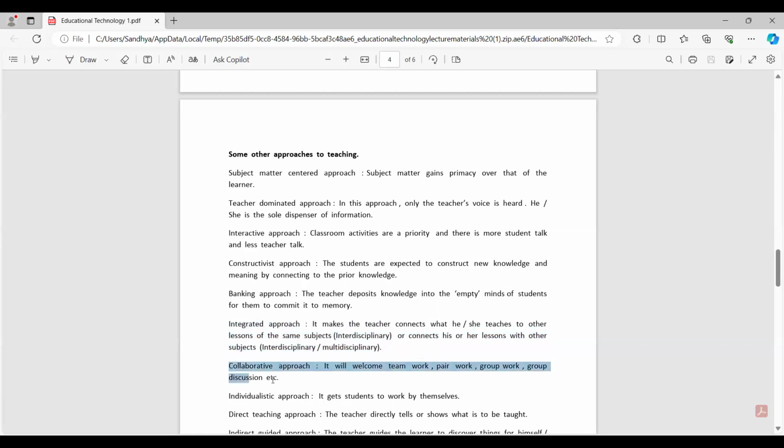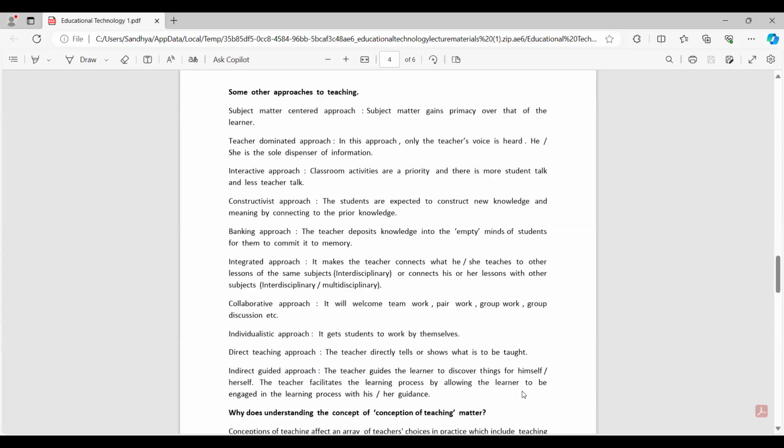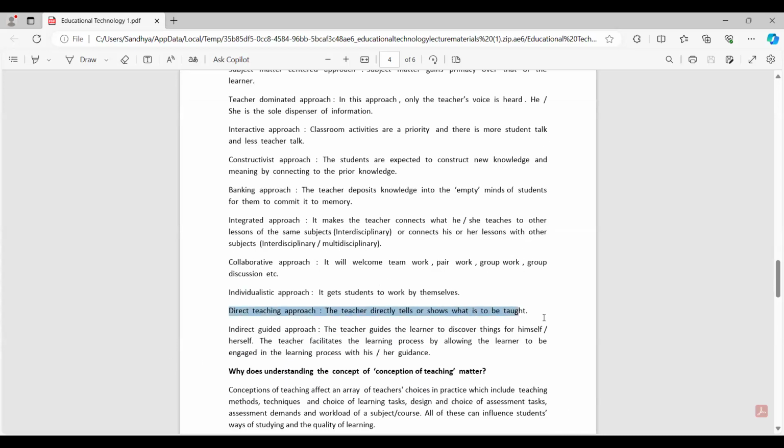Then collaborative approach. It will welcome teamwork, pair work, group discussion. Student-centered. Very good. Next one, individualistic approach. It gets students to work by themselves, not sharing knowledge or anything. Teacher-centered. Direct teaching approach. Teacher directly tells or shows what is to be taught. Teacher-centered. Very good.